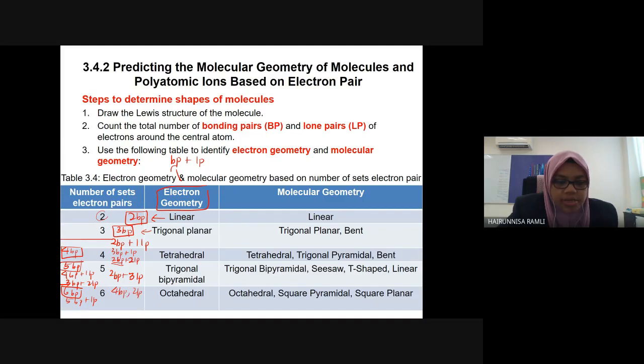Okay, kat sini je stop sampai sini je. Kita tahu tadi saya mention minimum 2 kan, but for 6 saya pun tak tahulah kenapa. Okay, don't ask me. Okay, so bentuk dia memang sampai 4 bonding pairs. So apa benda ni semua benda ni kan?